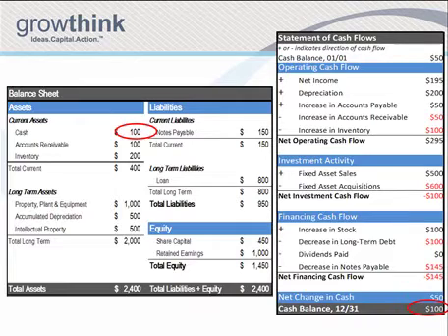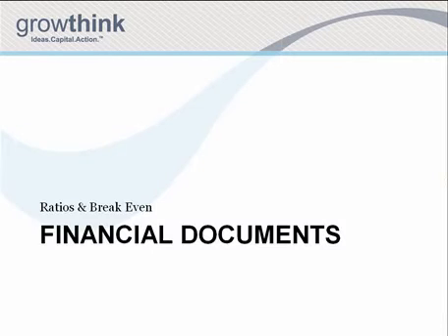And that's how these three statements interact, and a lot of the calculations on the statements, like your increase in accounts receivable and inventory, are automatically done in the financial model by going to your accounts receivable from your last period's balance sheet to see what the change is and how that affected your cash flow.